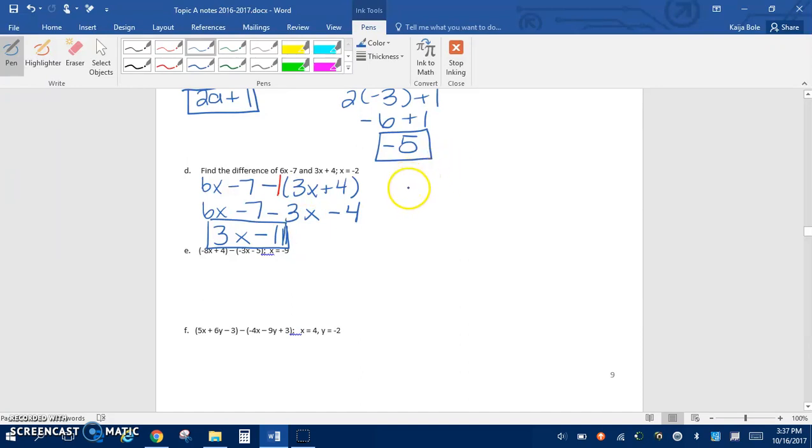Right, and then it says to evaluate when x is negative 2, so we have 3 times negative 2 minus 11, so negative 6 minus 11, which is negative 17.